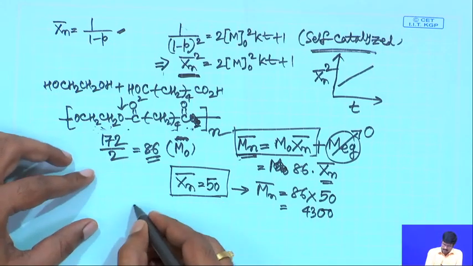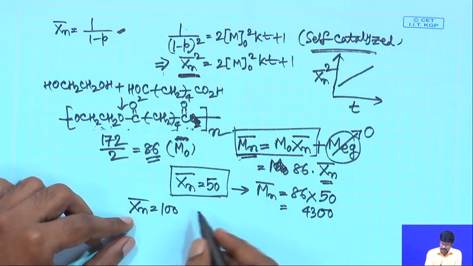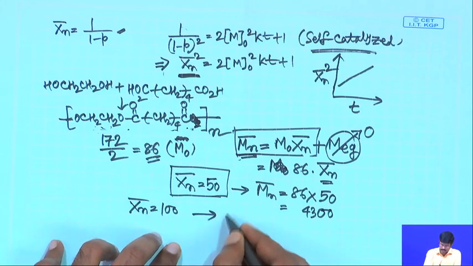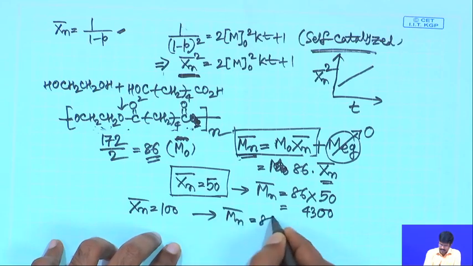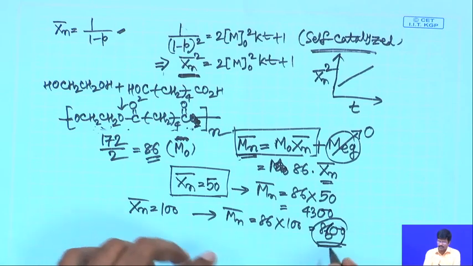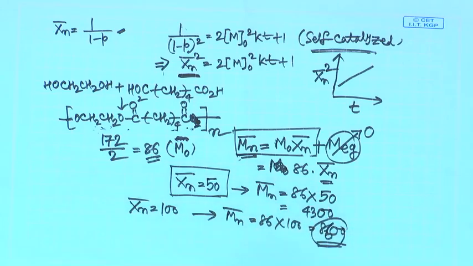4300. What about xn bar equals 100? If you are aiming for a higher molecular weight, let us say degree of polymerization 100, then what is your Mn? Mn bar becomes 86 into 100, which is 8600. So you are beginning to get polymer of some practical significance. As I told, in general at least 5000 should be the polymer molecular weight. Then the properties start to manifest, say mechanical strength, and so on and so forth.